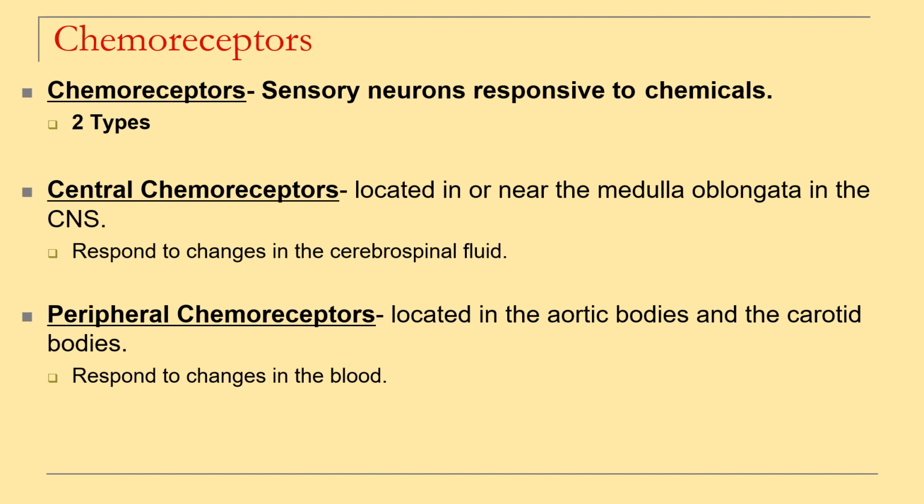The other one is the peripheral chemoreceptors. So now we're moving away from that brain and spinal cord. And we're going to find our peripheral chemoreceptors in the aortic bodies and the carotid bodies. So the aortic and the carotid, of course, are vessels. And so our peripheral chemoreceptors respond to changes in blood. So you need to know where we find our central chemoreceptors and what they respond to. Where do we find our peripheral chemoreceptors and what do they respond to?